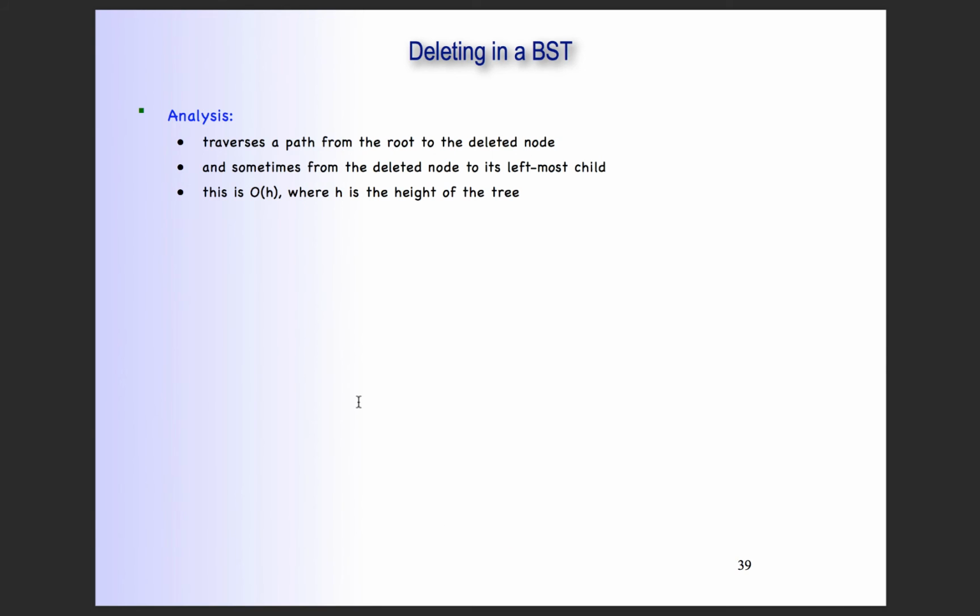Traversing a path from the root to the deleted node, and sometimes from the deleted node to the leftmost or rightmost child, means the complexity is big O(h). The height of the tree is the complexity of the deleting process. Probably you want to delete something on the longest path, and you have to find new data to replace the deleted position, so you need to traverse the whole longest path. In that case, the complexity is big O(h).